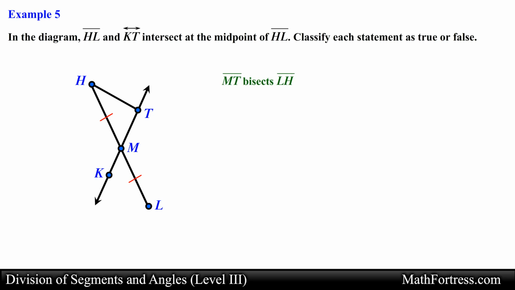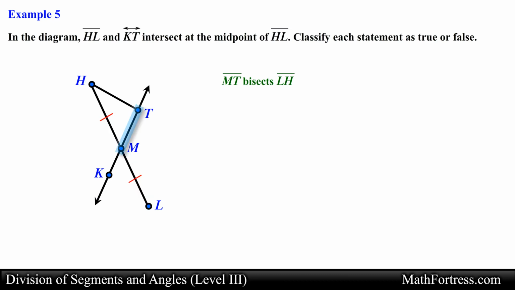Segment MT bisects segment LH. Notice that the endpoints of segment MT are collinear with line KT. Since we are given that line KT intersects at the midpoint of segment HL, we know that line KT is a bisector of segment HL.